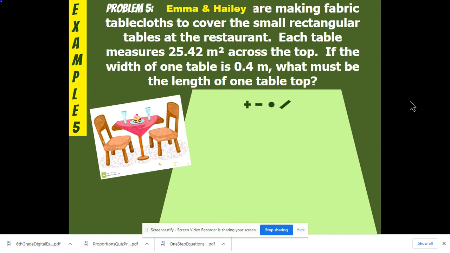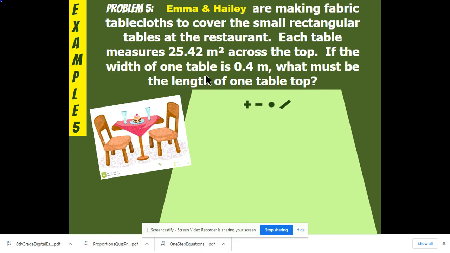Okay, number 5. For number 5, Emma and Haley are making fabric tablecloths to cover the small rectangular tables. Each table measures 25 and 42 hundredths meters squared across the top. That's the area. If the width of one table is 4/10 meters, what must be the length of one tabletop? Okay, so this gives us the area and it gives us the width. It wants the length. And it's rectangular, so area is length times width, or base times height.